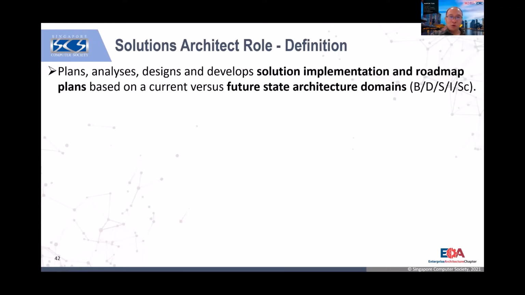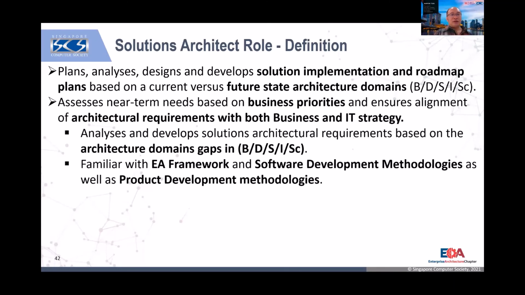So across all the architecture domains, business, data, software, infrastructure, and security, you need to implement that. You also need to understand business priority, both business and IT, and of course the gaps. When you implement, you are implementing the architecture gaps in business, data, software, infrastructure and security. You also need to be familiar with the software development methodology. If they are using DevOps or Agile, you need to adapt to it, or a product development methodology.